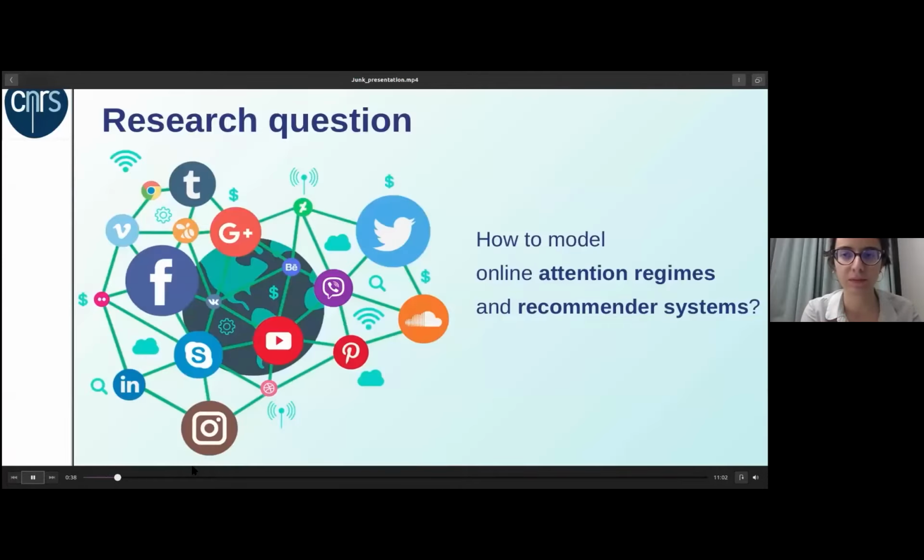The research question we are going to address is how to model online attention regimes in relation to recommender systems. For those of you who are not familiar with the concept, recommender systems are tools that sort and organize content online in order to meet our interests. So for example, when we Google a certain topic, web pages are sorted by relevance to that topic, but also in order to meet our personal interests. The same thing happens when we open our own page on social networks.